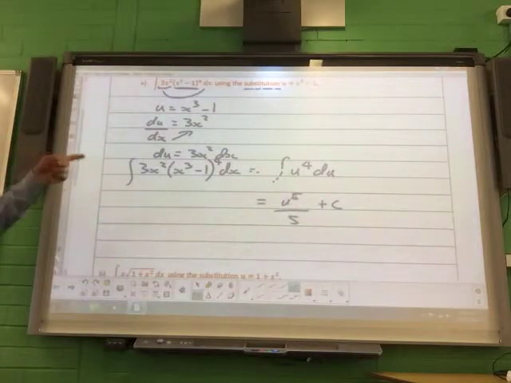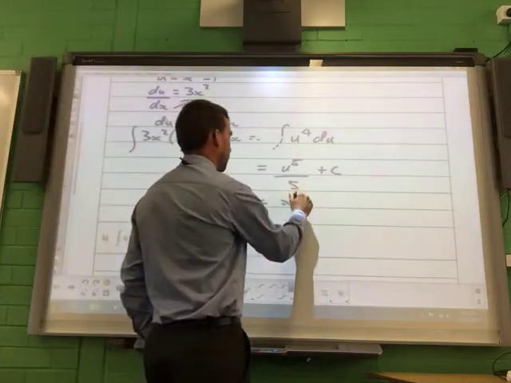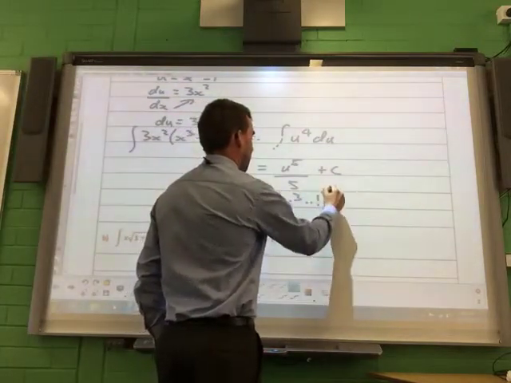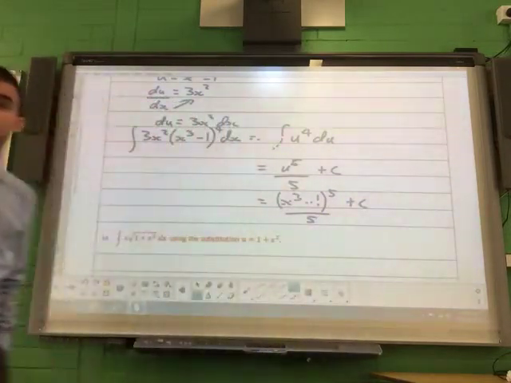And then the last thing you need to do is replace u's with what x was: x cubed take away 1. And that is the integral.